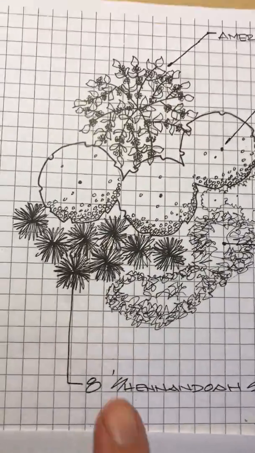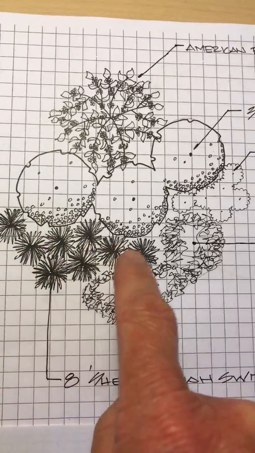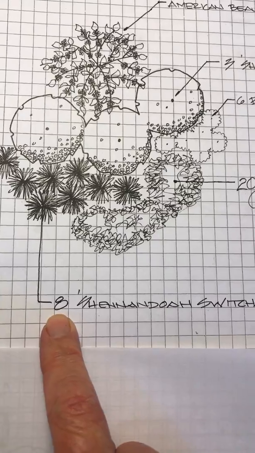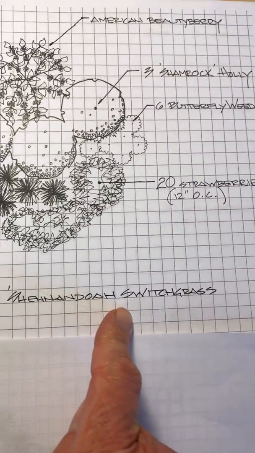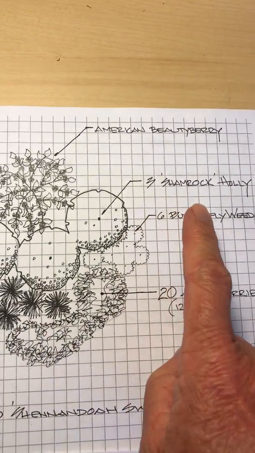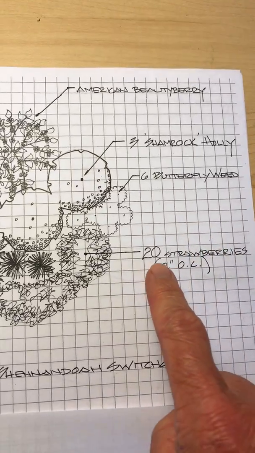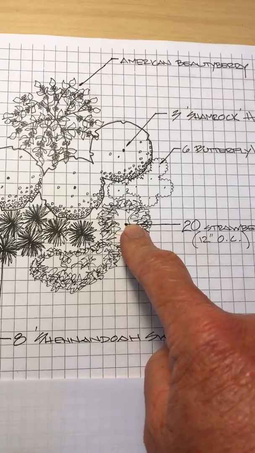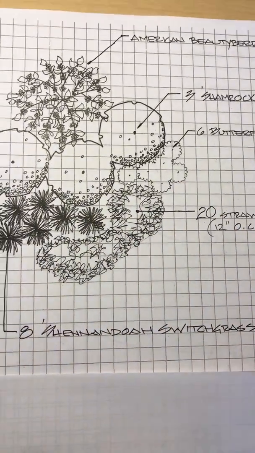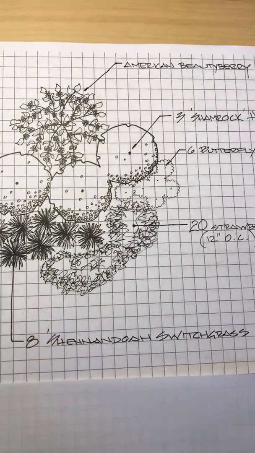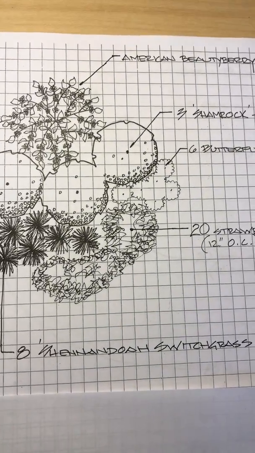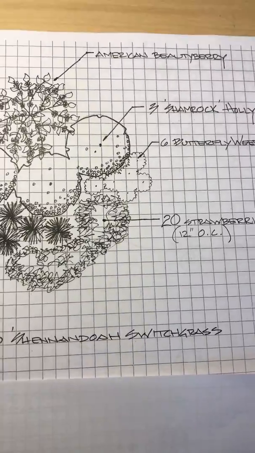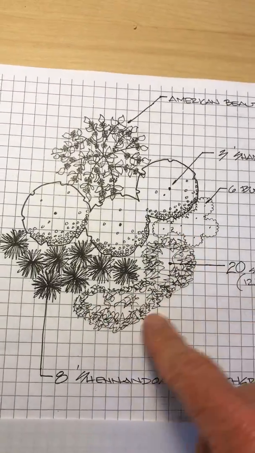Now, if you've drawn out your symbols individually like this, obviously you just count them up and then add the quantity, right? So there's 8 Shenandoah switchgrass here. There's 3 shamrock hollies. There's 20 grasses here, and you can see that they're not drawn out individually. I've just done a mass. So if the plants would just grow together and read as a mass in the landscape, there's no need to draw them individually. That's too time consumptive. That's not how the eye would perceive it. So just showing it as a mass is fine.